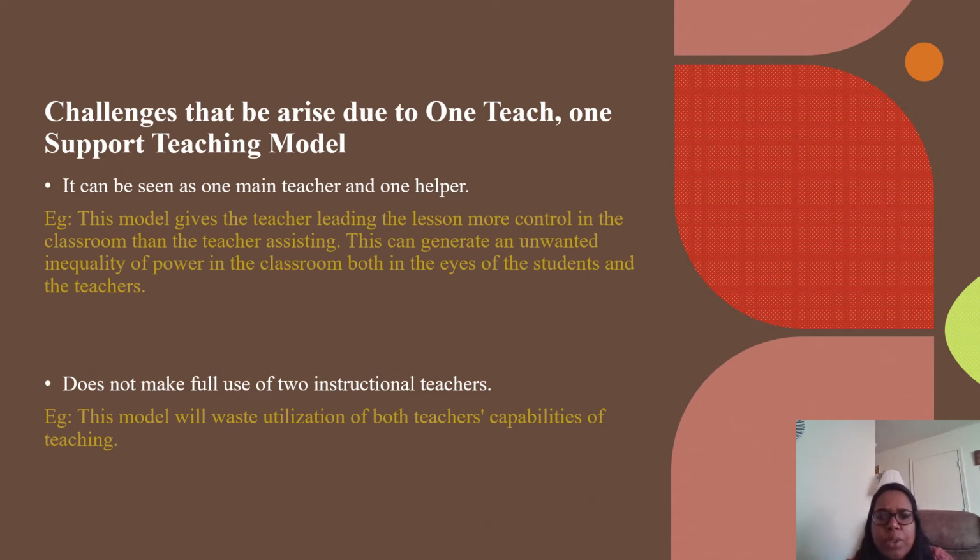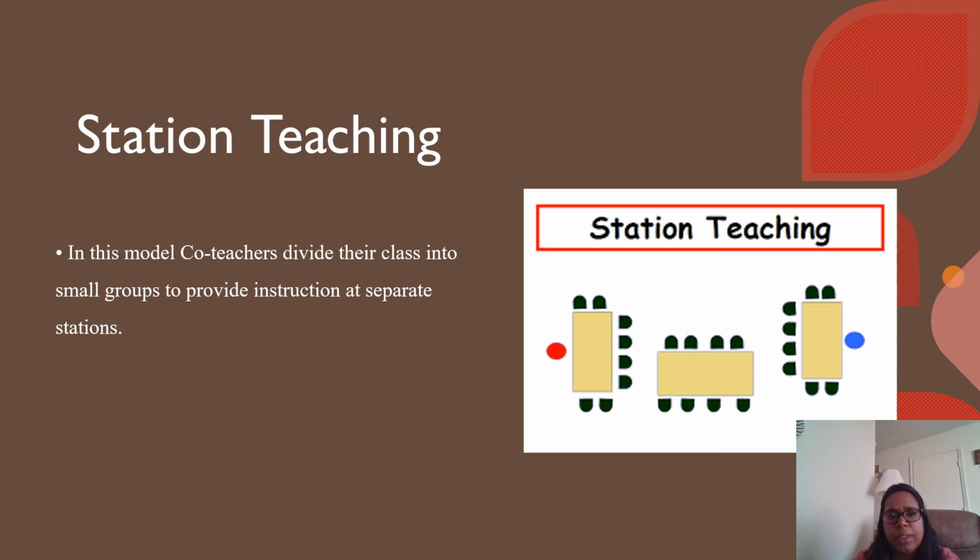Challenges that can arise due to the one teach, one support model. Number one, it can be seen as one main teacher and one helper. For example, in this model, the teacher leading the lesson has more control in the classroom than the teacher assisting. This can generate an unwanted inequality of power in the classroom, both in the eyes of the students and the teachers. Number two, it does not make full use of two instructional teachers. For example, this model wastes the capabilities of both teachers.